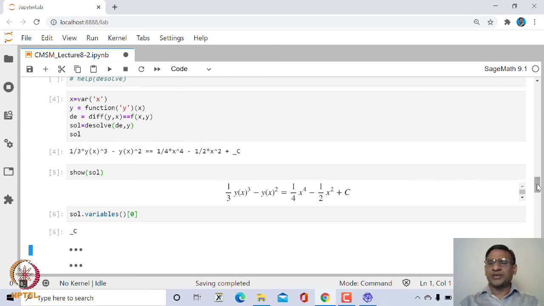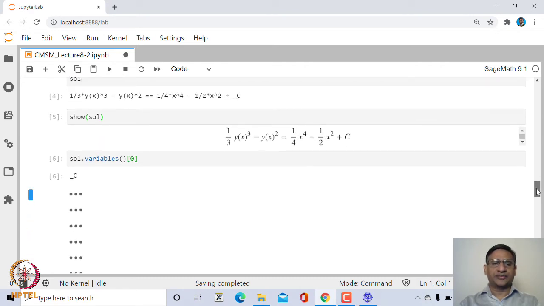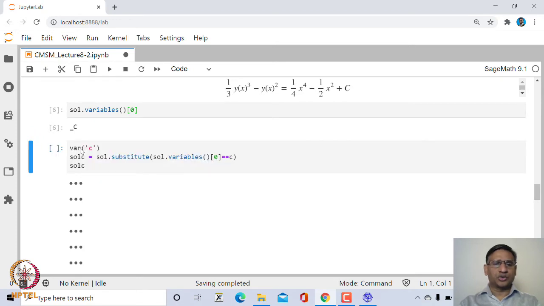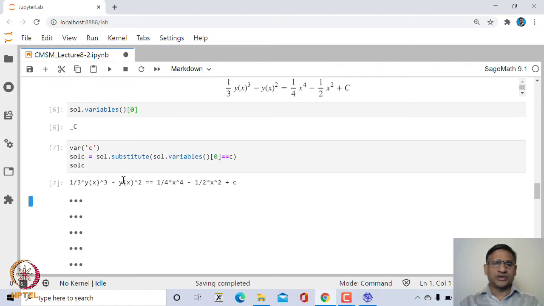You can replace this by some other constant and try to plot a graph of this function, or you can plot a set of solution curves. If you want to substitute this instead of capital C with small c, you say solution dot substitute, then variables 0, substitute it as c. That can also be done. Now you can see that this is replaced by small c.